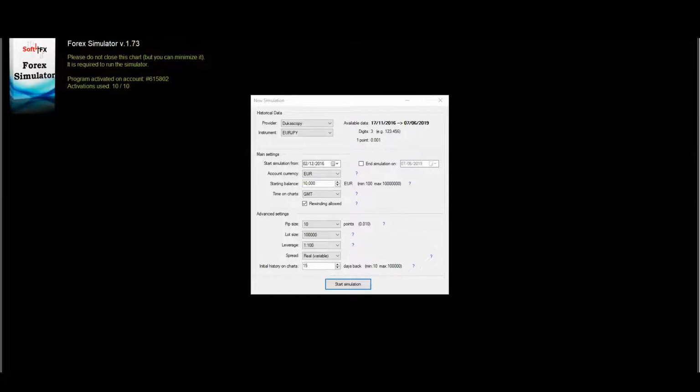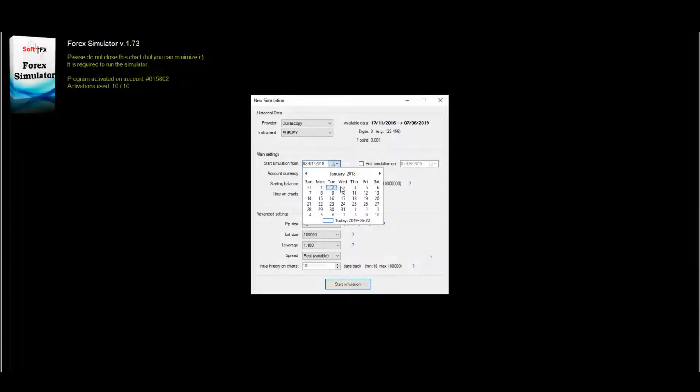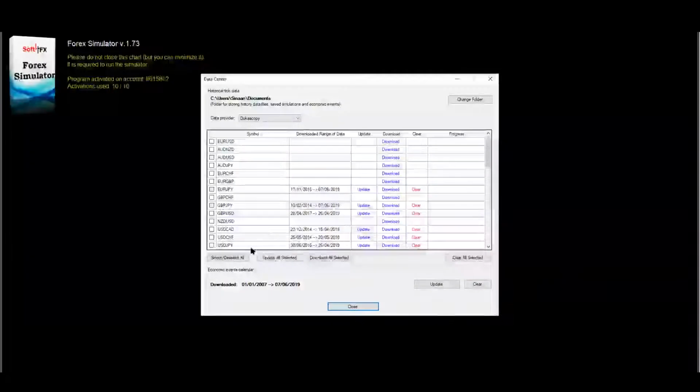So what we will do is we're gonna go to 2018. We're gonna go to January, Monday. So NFP is first Friday of every month, right? Right, perfect. So we're going to select USDJPY. Let's see if USDJPY is loaded or not. We go to data center, we go to USDJPY. Oh yeah, it's loaded. USDJPY is locked and loaded.